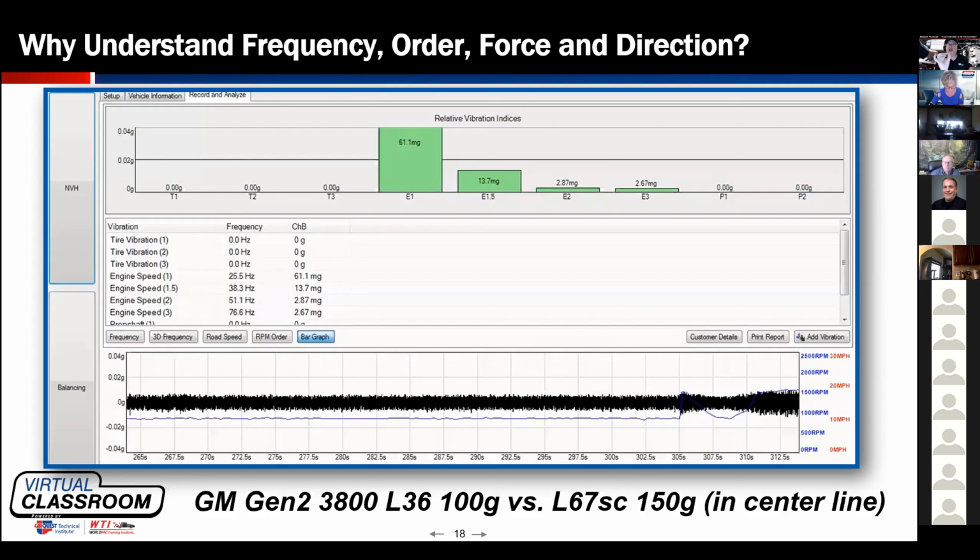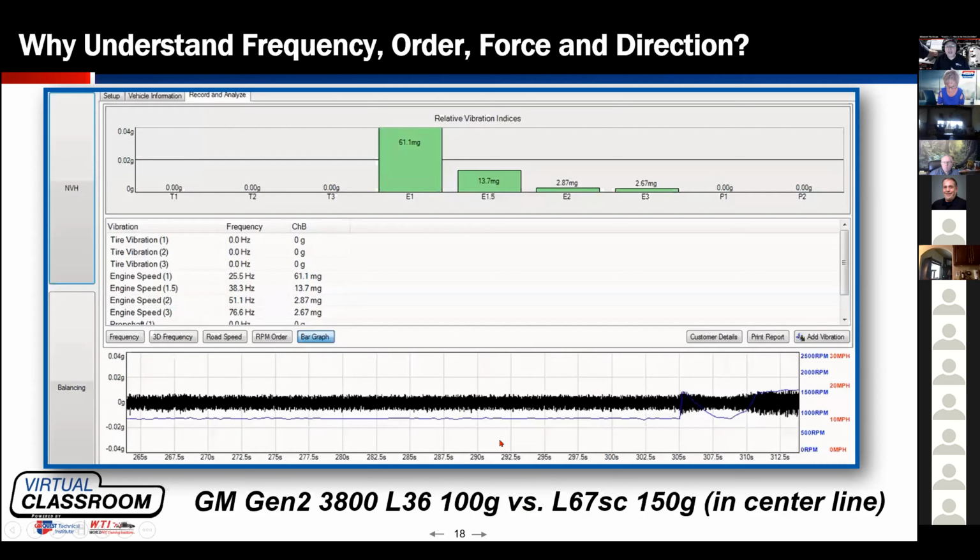Well, just a little bit of brain work, a little bit of thought process, you realize that in the General Motors Gen 2 3800, they had the L36 RPO and the L67. The L67 was a supercharged version. You also realize this is an externally balanced crankshaft where they put a balance weight on the flex plate. And there is a difference in the weight, whether you're looking with an L36 or an L67. There's also a difference in the bolt pattern.